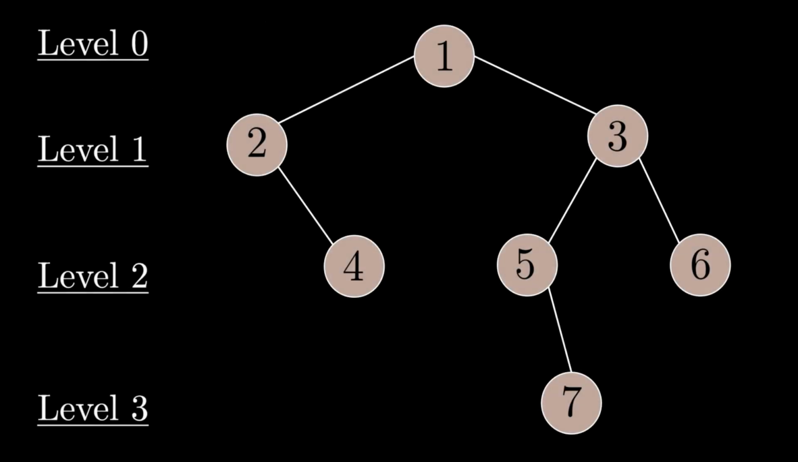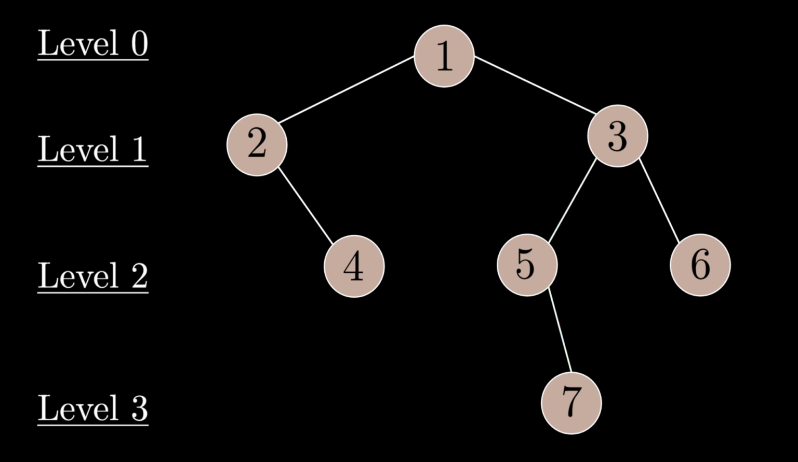A path is a sequence of connected nodes from one node to another in that tree. The depth of a node is the number of edges along the path from the root of the tree to that node. For example, here the node with the key of 4 has a depth of 2. The root node always has a depth of 0. The height is the number of edges from the root of the tree to the deepest leaf node in that tree. This tree has a height of 3.